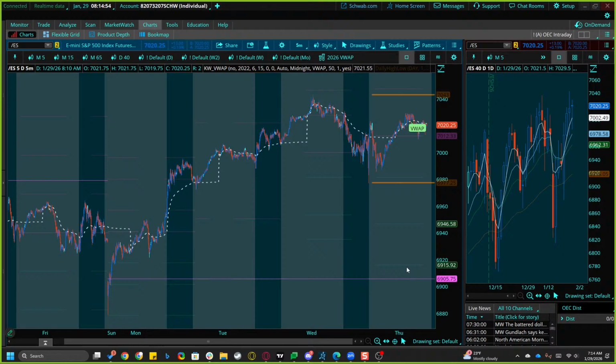It's a simple enough day, right? We got easy levels to the downside, easy levels to the upside, and we're stuck in the middle of the range. So all we got to do is wait for a breakout.